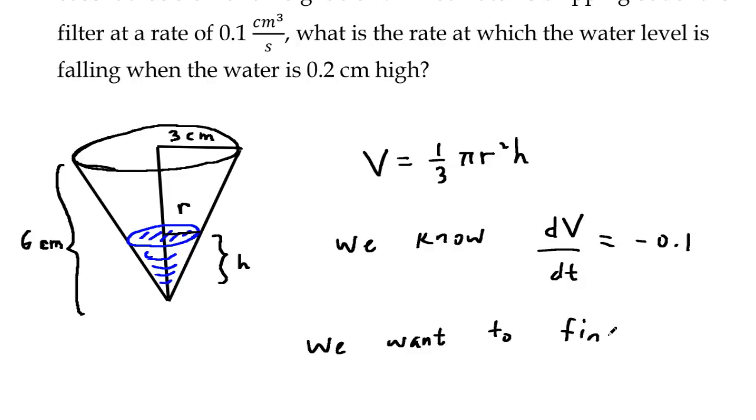We want to find dh/dt. That's the rate at which the water level is falling. The water level is h, and we want to know the rate at which that's changing, so that's just a derivative. We want to find dh/dt when the height is 0.2 centimeters, so when h equals 0.2.